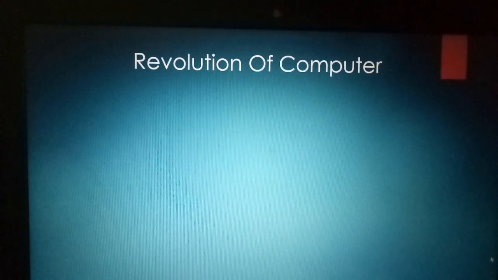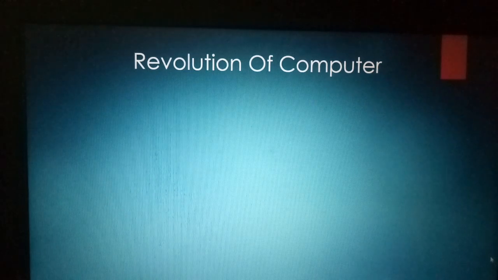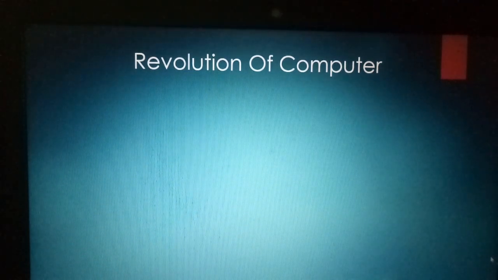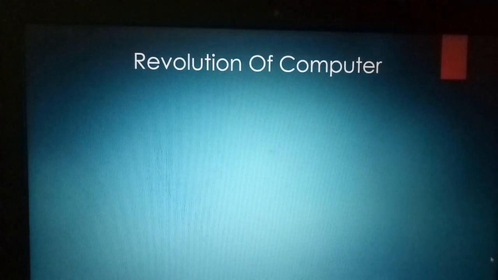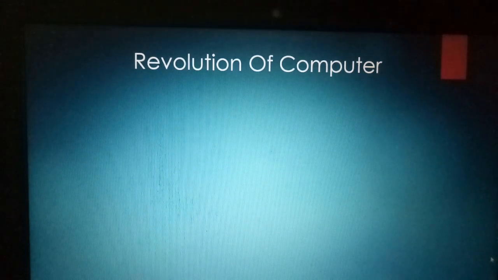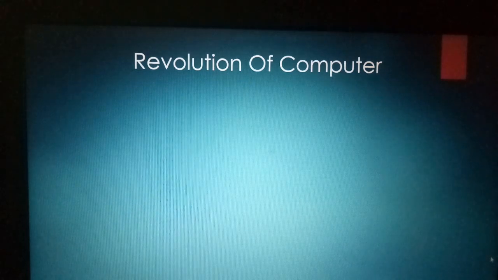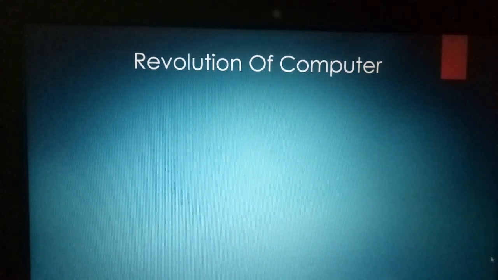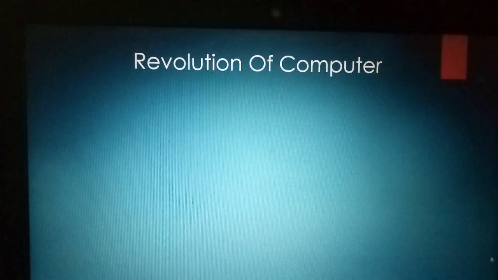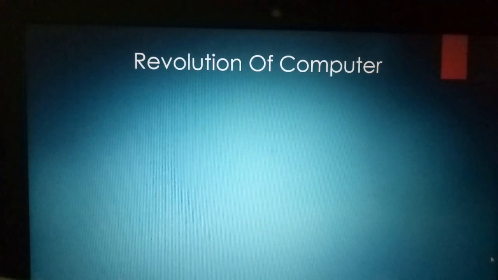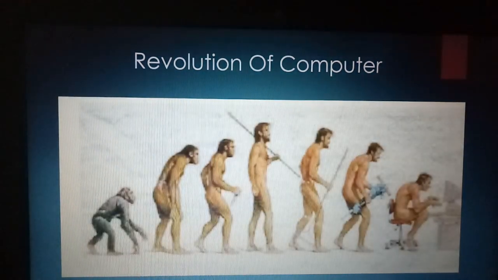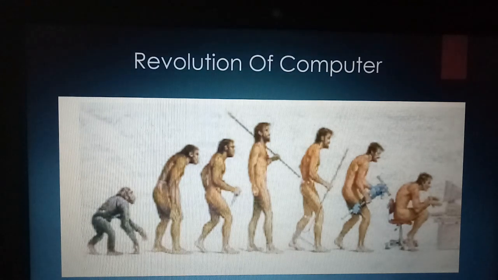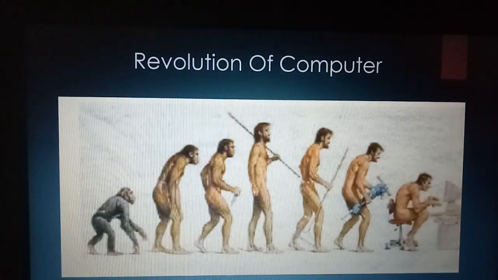Welcome back, class 5. So the chapter is Revolution of Computer. As I told you before, the word computer came from the word computing, which means calculation. Now, how did people used to do calculation? As in your book, it says that people in ancient days used to use staples, stones, bones, and fingers of their hands.